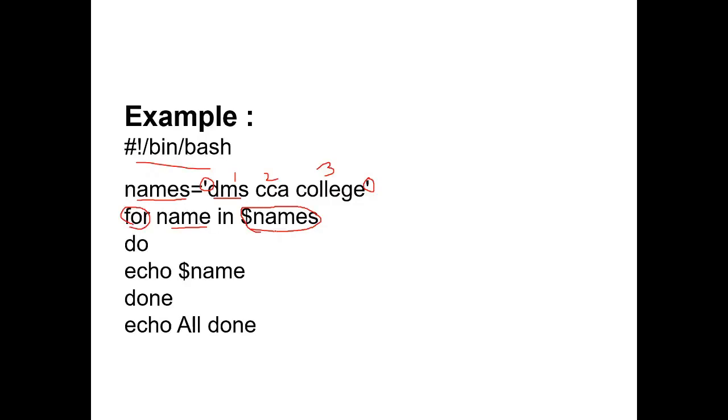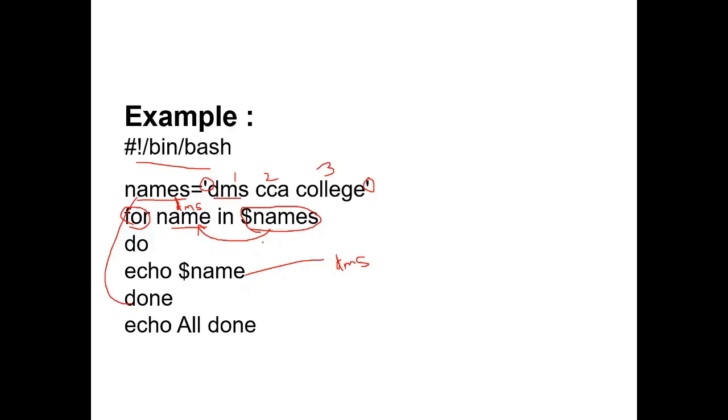So in a variable name, it is going to fetch first word. First word is what? DMS. So it is going to fetch first word DMS and it is going to print on the screen DMS. Still the condition is not false because all the words have to be fetched. So when there are no words, automatically it will come out of the loop.